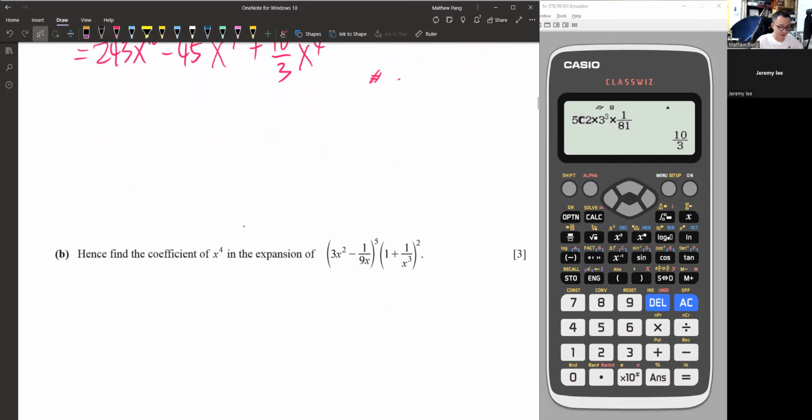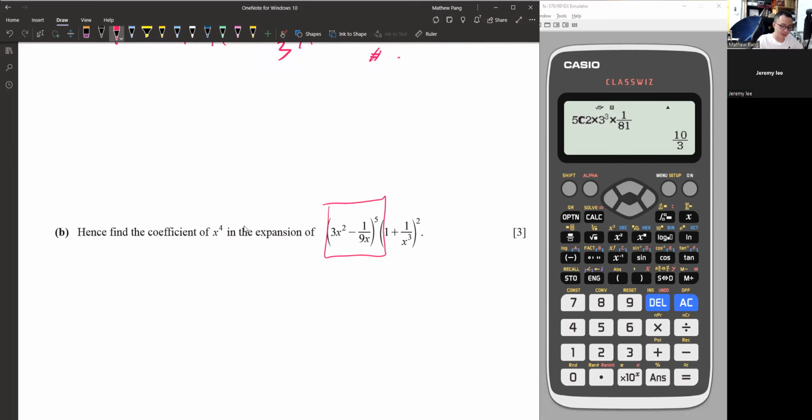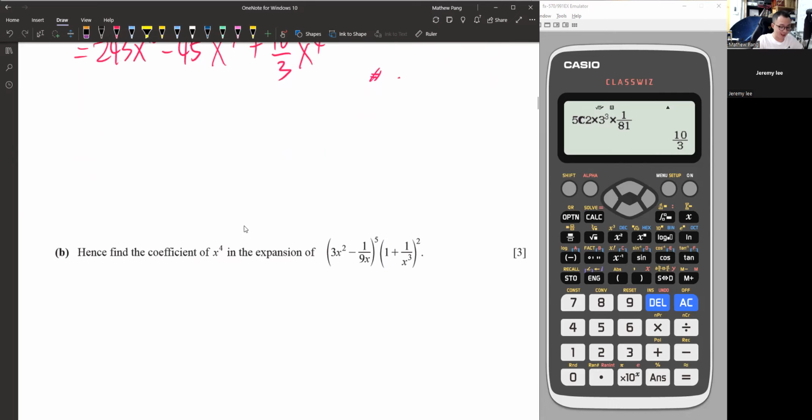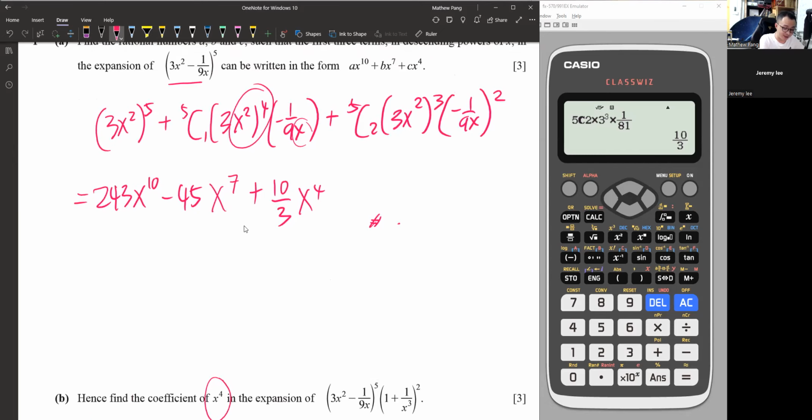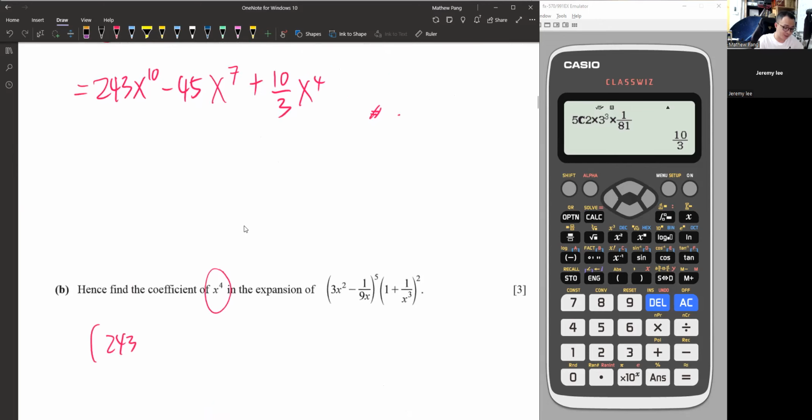Then this is a question from part A. Find the coefficient of x power 4 in the expansion. So normally I will just copy my answer above. If you check carefully, you realize they have the same expansion. Then it's the same, right? So you can just copy this one. And then normally another expansion is just power 2, so that you can expand it easily yourself.